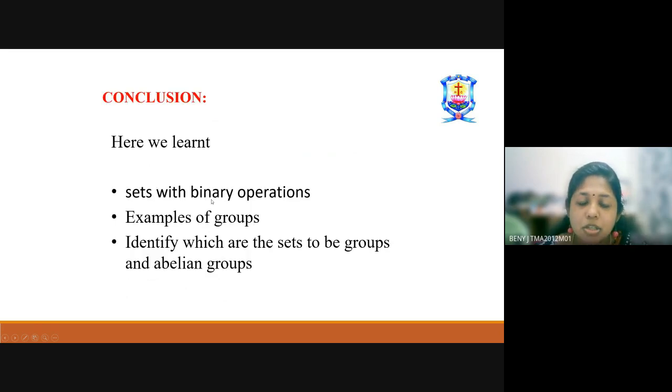In conclusion, here we learned sets with binary operations, a lot of examples for proving groups, and how to identify which sets are groups and abelian groups.